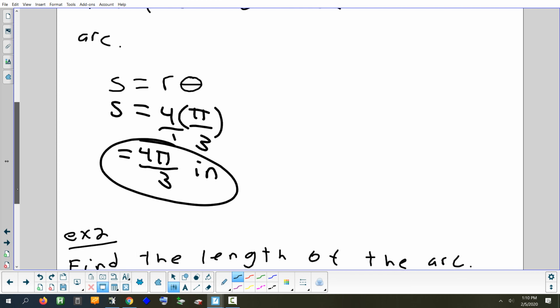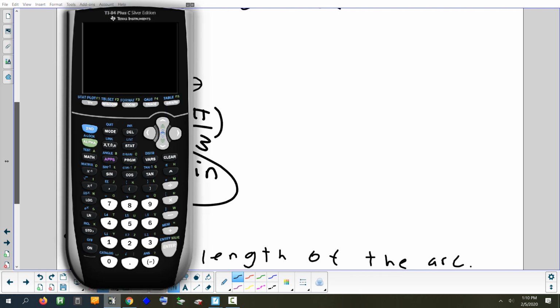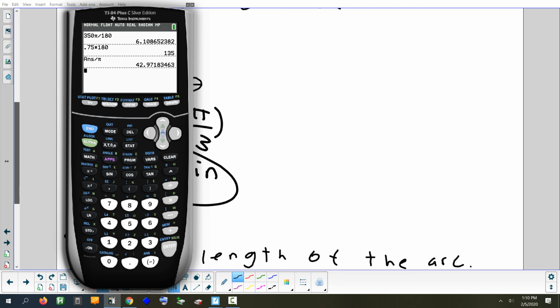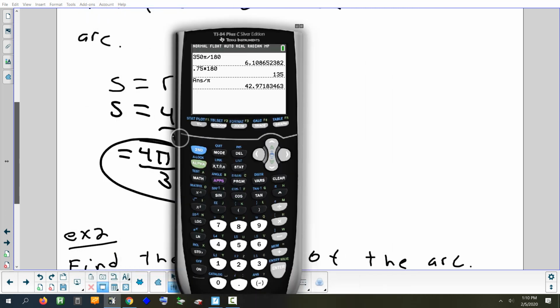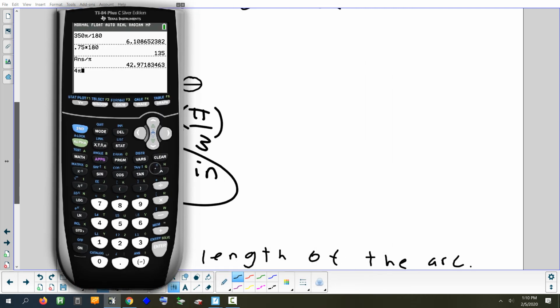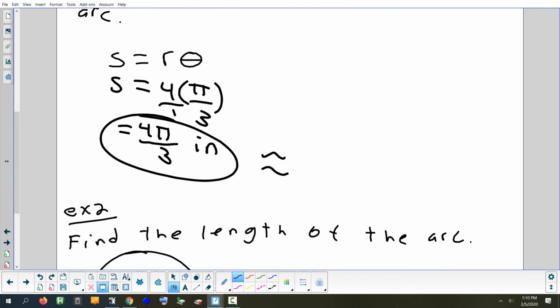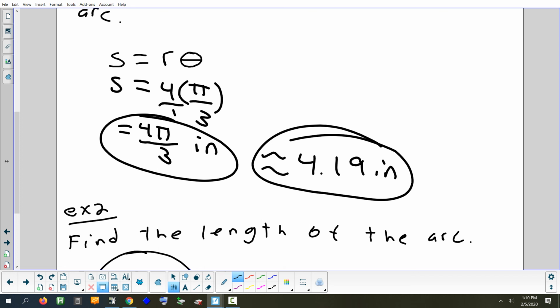Okay. If they wanted it as a decimal, we'll do what Owen just did. Just type it in. Use the pi button. And you're good. Properly rounded, 4.19 inches. Any questions on how I got the exact or the approximate answer?